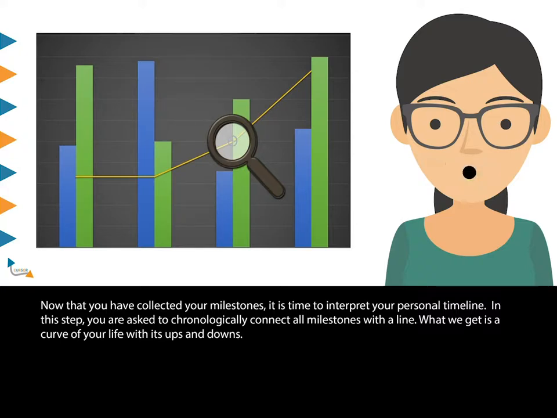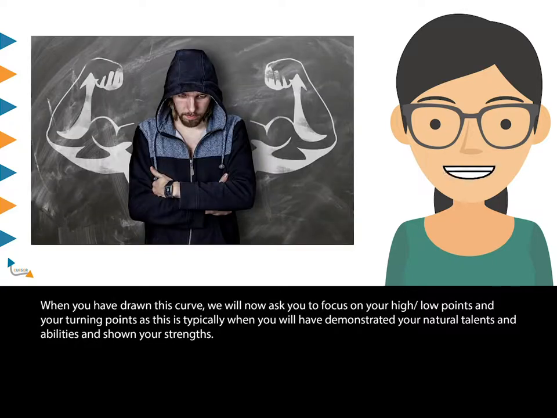Now that you have collected your milestones, it is time to interpret your personal timeline. In this step, you are asked to chronologically connect all milestones with a line. What we get is a curve of your life with its ups and downs. When you have drawn this curve, we will now ask you to focus on your high-low points and your turning points, as this is typically when you will have demonstrated your natural talents and abilities and shown your strengths.